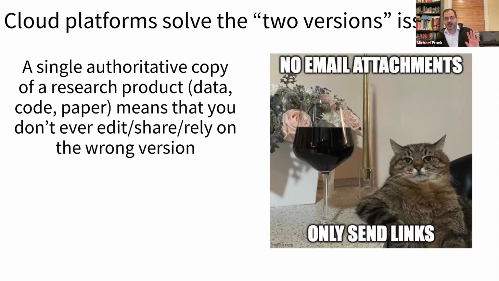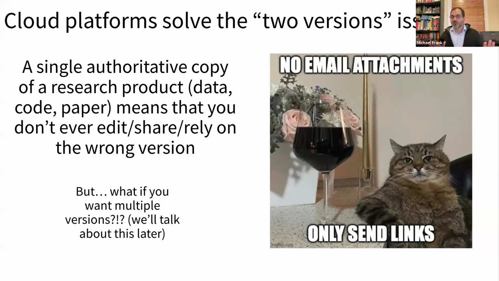Okay, you may be thinking, but what if you want multiple versions? What if you're not sure and you want to make a branch? We'll talk about this later. But the hard and fast rule here is one version of the file, one location where it is stored, and you send a link to that rather than sending the file itself.